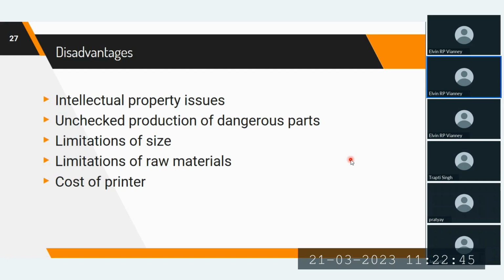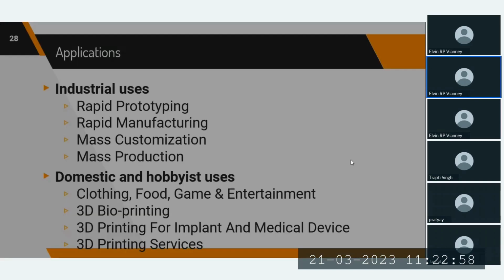The last one is the cost of the printer. The cost of the printer is comparatively high compared to the normal traditional machine. Normal machines are manual. This is completely automated. That is the reason.